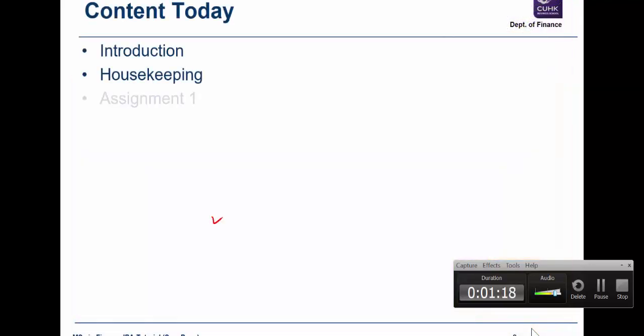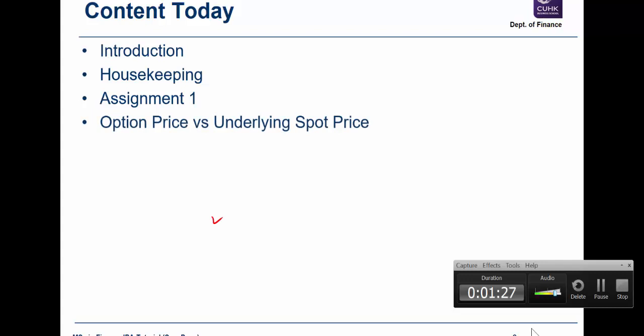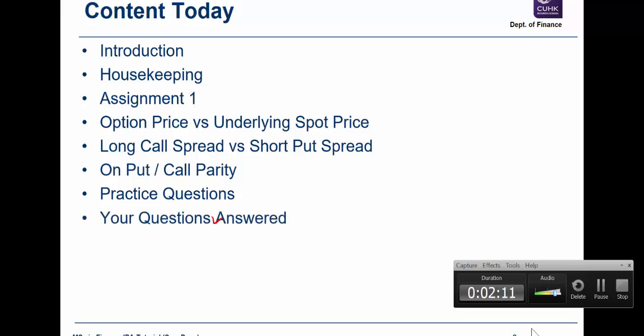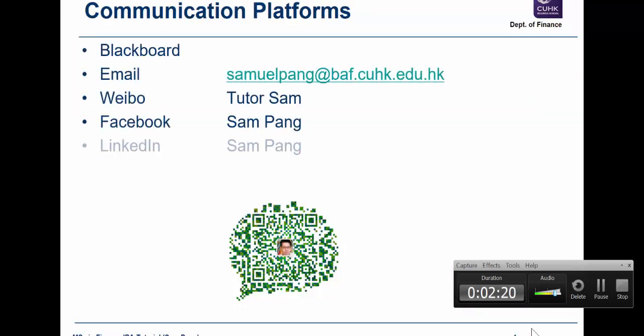And what I would like to do, apart from the housekeeping and telling you a little bit more about assignment number one, is to tell you a bit about option pricing, and then the long call spread versus the short put spread. I want to say something on that. I want to say something on put call parity also. I want to clarify something which students, in my experience, frequently misunderstand. Well, it's not really their fault. I think the confusion is in the slides. We have some practice questions, which I'm going to show you shortly, and I think you will enjoy doing these. And then there are some of your questions that I will also try and answer. Okay, right. So that's quite a few things to happen.